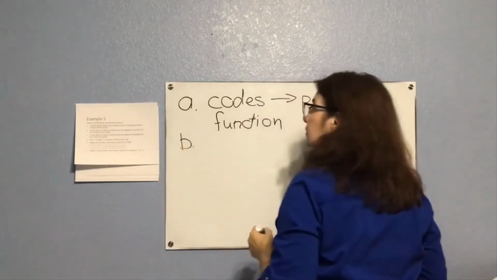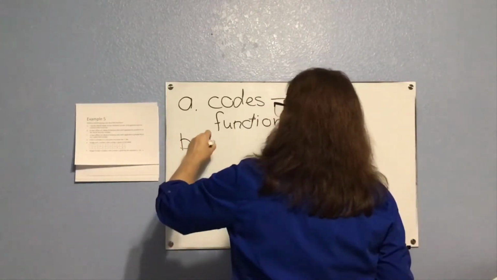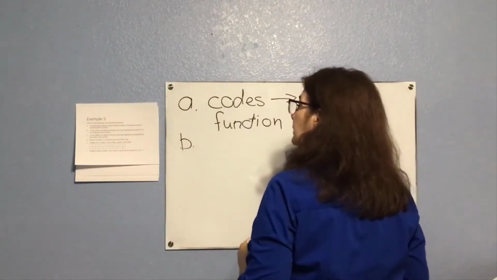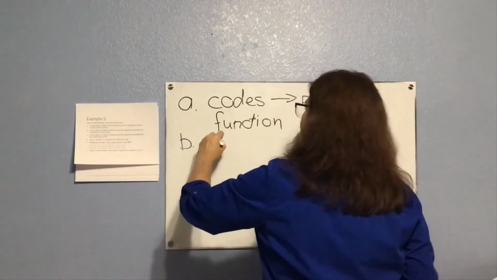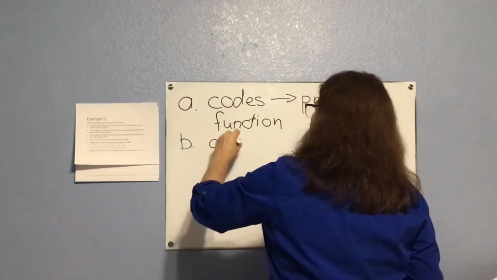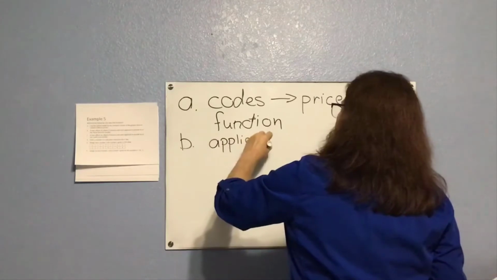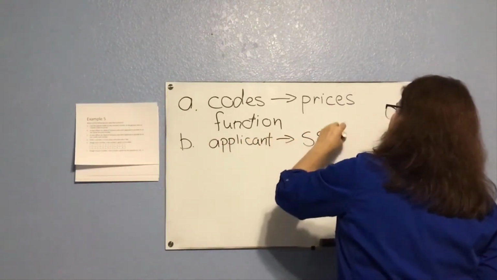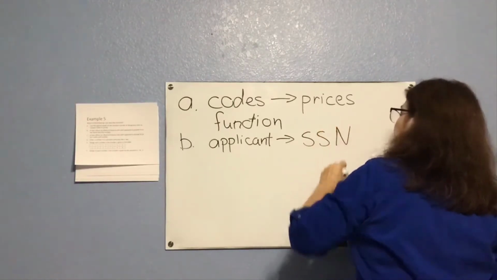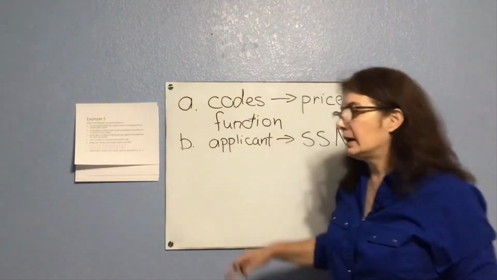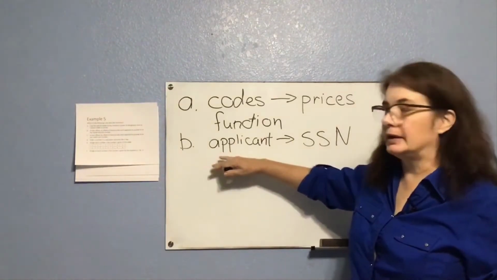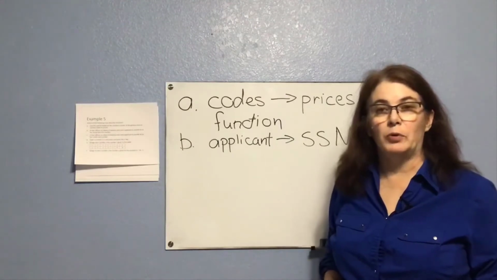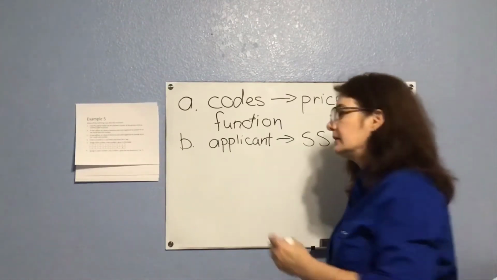Okay, here's another situation. A loan officer at Bank of America asks each applicant to provide his or her social security number. So we've got an applicant and their social security number. Okay. Every applicant is going to have only one social security number. You can't have more than that. So yes, this is a function.